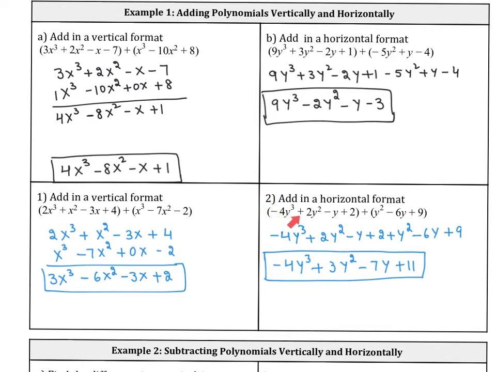For the second question, I'm going to add them horizontally, which means that I'm going to combine the like terms. I didn't see any like term with y cubed, so keep the negative 4y cubed as is. 2y squared can be combined with y squared, so that's going to be 3y squared. Negative y, negative 6 would be negative 7y, and then 2 plus 9 is 11. Always write the polynomial in standard form, which means the highest exponent in the front, then the lowest, and then the constant.